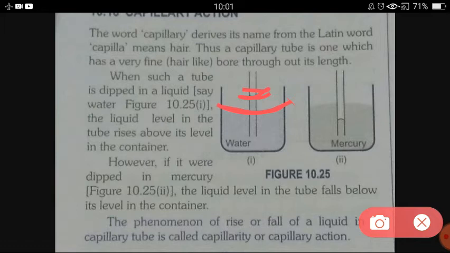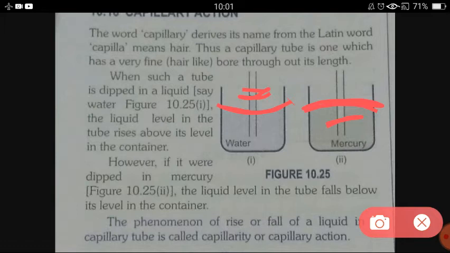Okay, but in the case of a liquid whose cohesive force is more than the adhesive force, at that time what happens? The level of that liquid goes down inside the capillary tube. So here in the container this is the level of the mercury, but when the capillary tube is dipped inside it, the level decreases and reaches here.